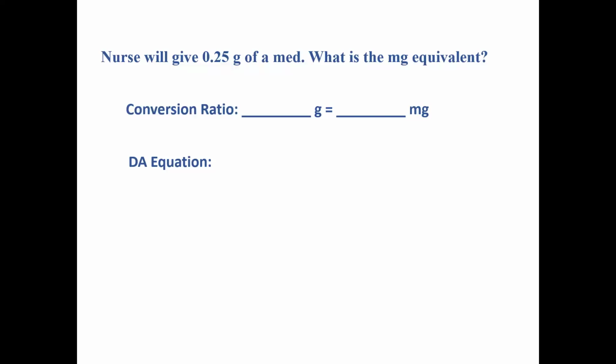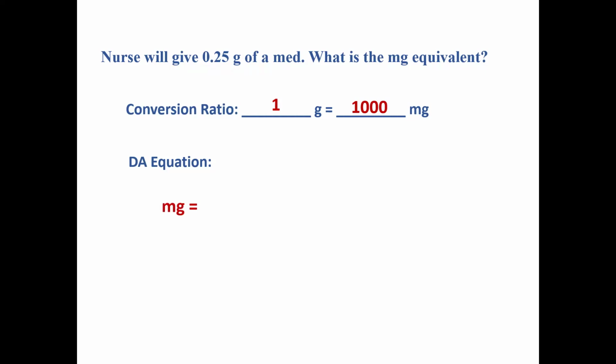If you remember back to your conversion factors, we do know that 1 gram is 1,000 milligrams. So using that in our dimensional analysis equation, we've got to figure out which one to put on top. And that really depends on what our desired answer is. So let's start there. Go back to your question. This question is asking, what is the milligram equivalent? So milligram is going to be our desired answer. Let's go ahead and write that down.